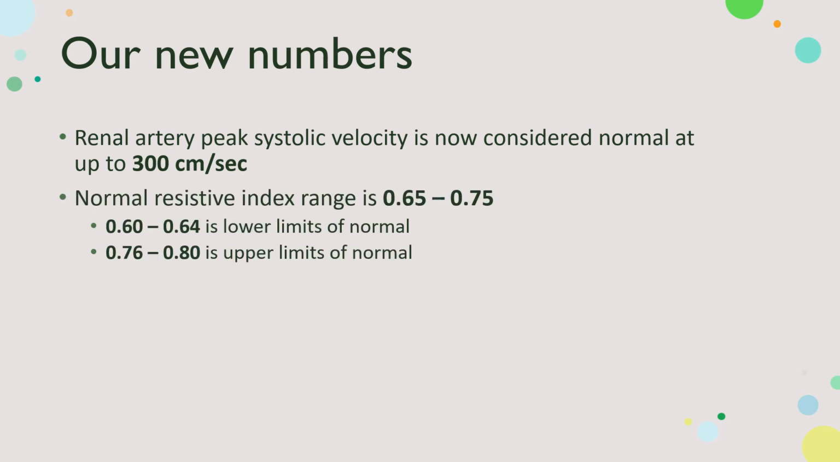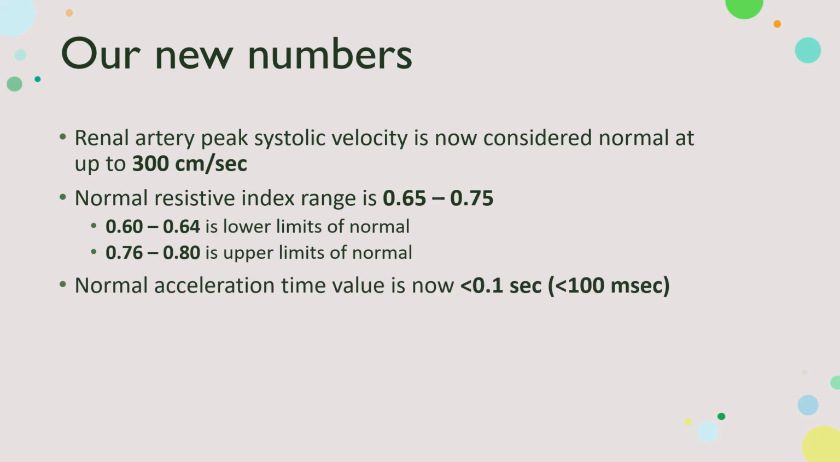For our eyes, this doesn't change, but I just wanted to remind you guys that we know 0.65 to 0.75 is stone cold normal. We're going to say 0.6 to 0.64 is the lower limits of normal, and then 0.76 to 0.8 is the upper limits of normal. That's what some literature calls the gray zone because people aren't really sure exactly what to do with that. And then we're going to use an acceleration time now of up to 100 milliseconds, or if the machine is giving it to you in seconds, it's going to be 0.1 seconds.